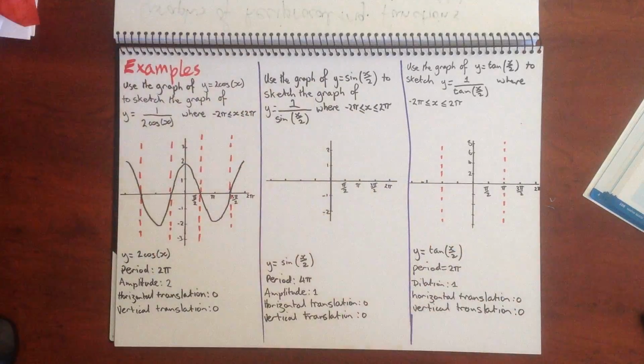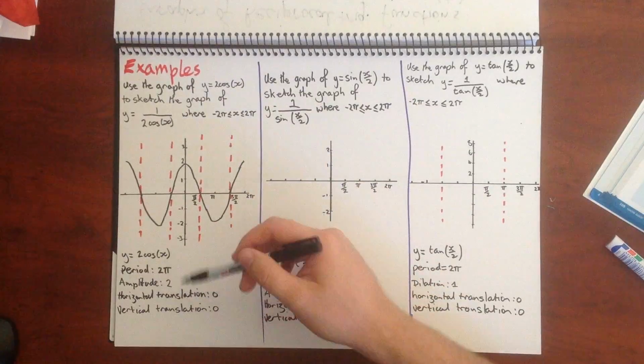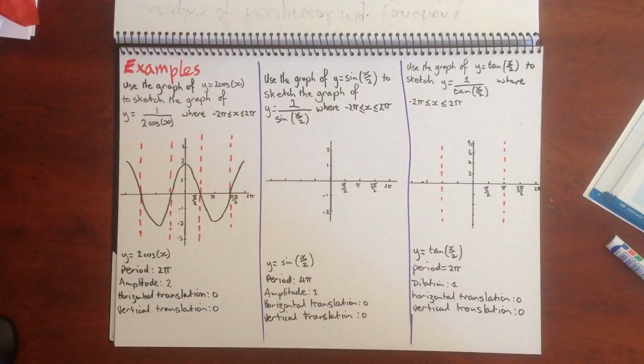Okay, and you'll see I've put down a little bit of info here about our graph to help us out. Our period was 2 pi. Okay, amplitude was 2. Yep, we've taken care of that as well. We don't have any horizontal or vertical translations. So now we simply just need to finish this one off.